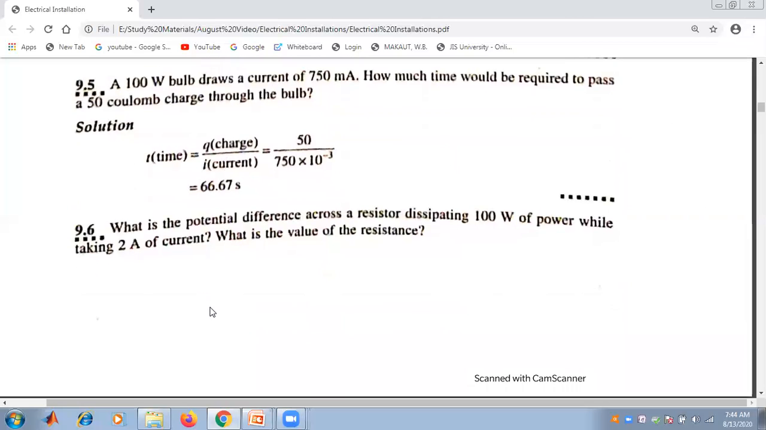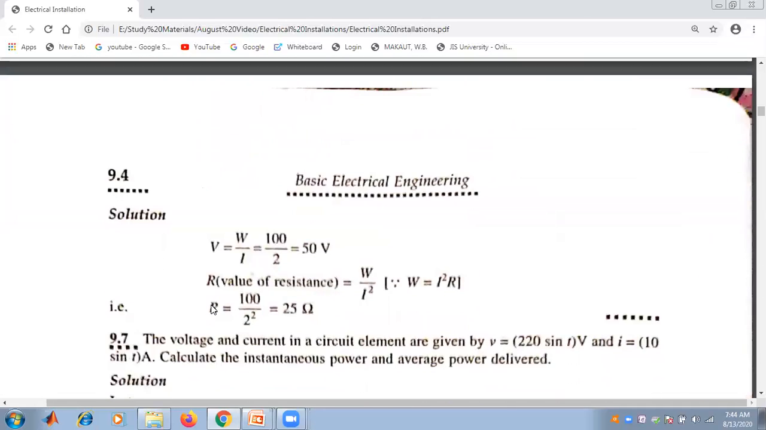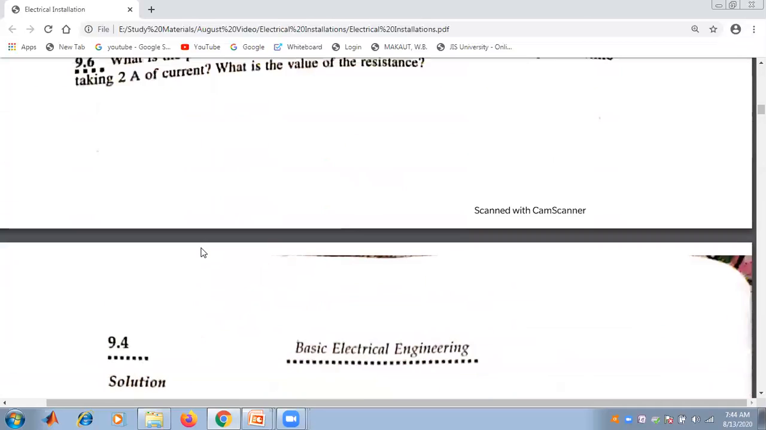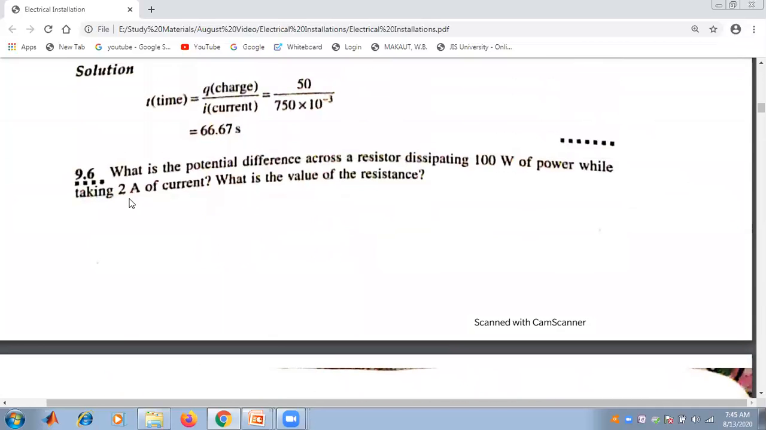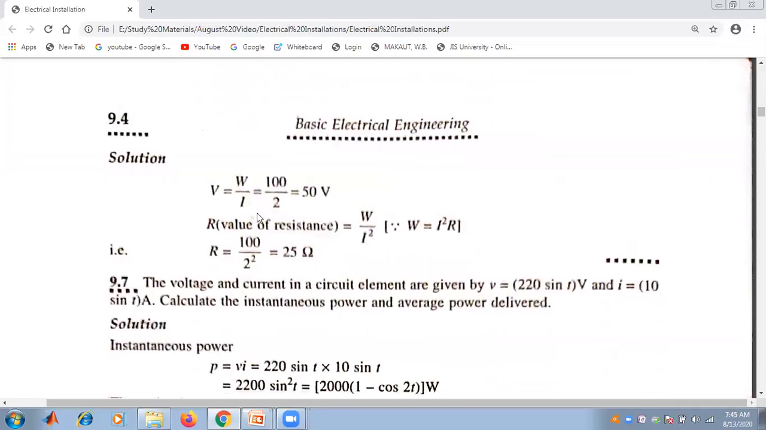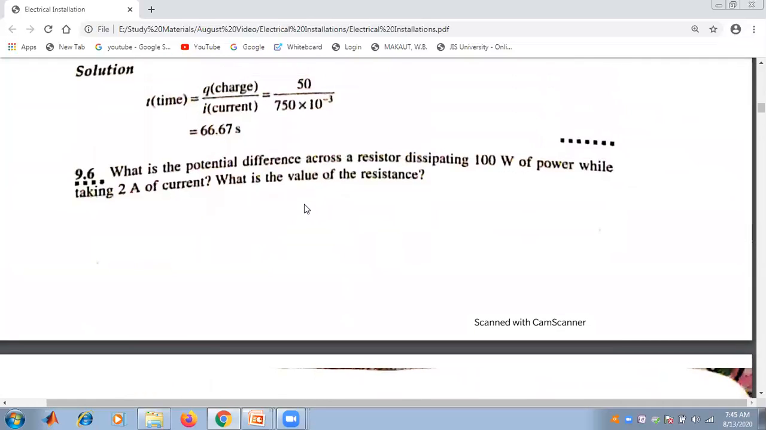So another problem is: what is the potential difference across a resistor that is dissipating 100 watt of power while taking 2 ampere current? What is the value of the resistance? So we have to calculate the voltage: V into I equals power. The power is given 100, and the current is 2 ampere. So the voltage is 100 by 2, that is 50 volt. So we have found the potential difference across a resistor.